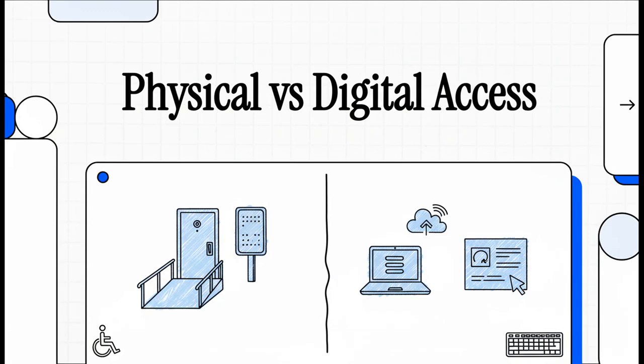We hear the word accessibility all the time. We see the ramps, we see the signs. But what does that word really mean when we're talking about the websites and apps we use every single day? Let's dig in and figure out how we can build a world where everyone has a key, not just to physical doors, but to digital ones too.